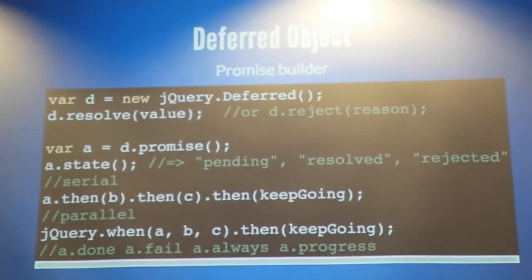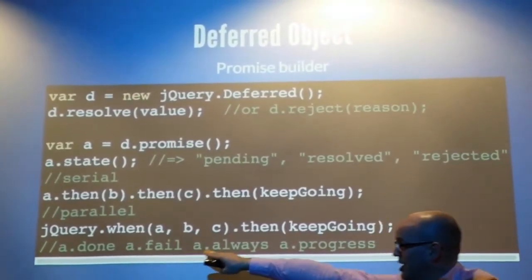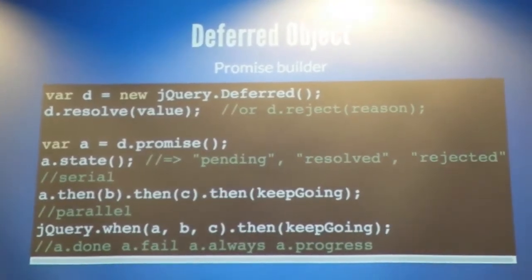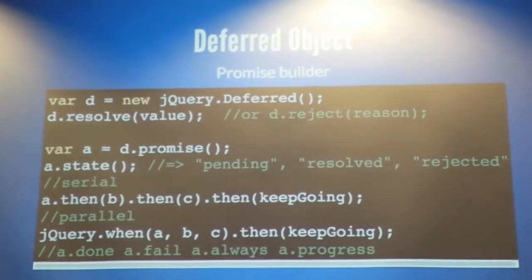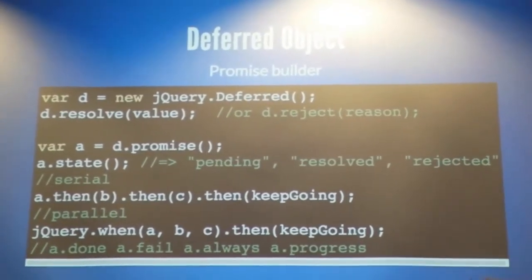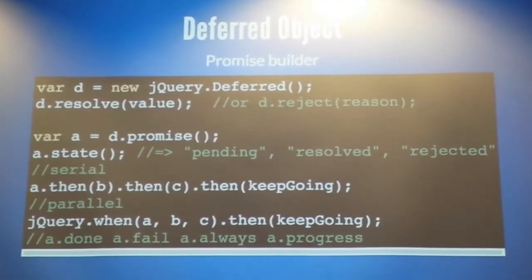And you've got a number of other ways to register callbacks on the promise: done, fail, always, and progress. The always one is probably the most interesting. We say, whatever the result of the computation, I want to execute this piece of code. And the progress one allows you to register progress events, but that's on the side.